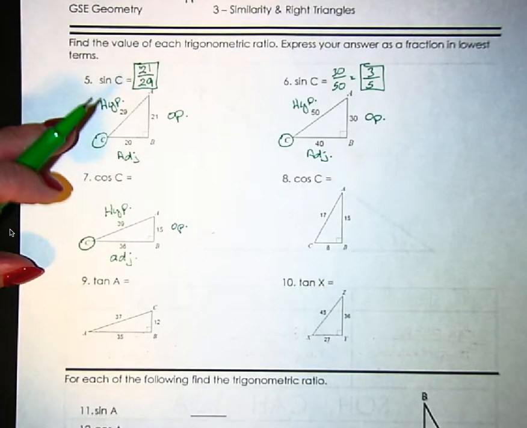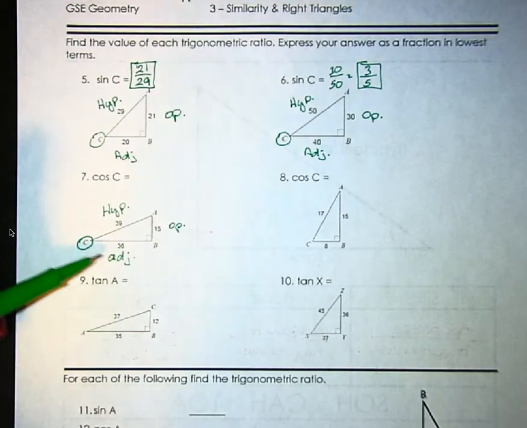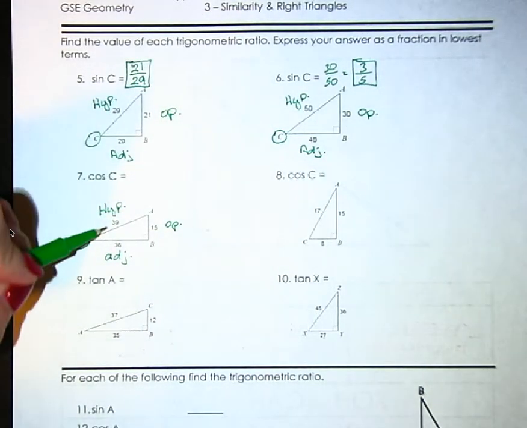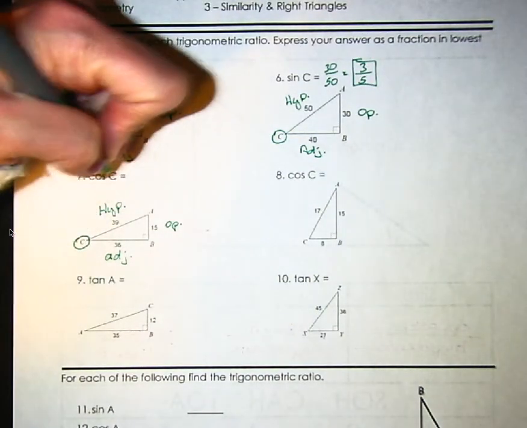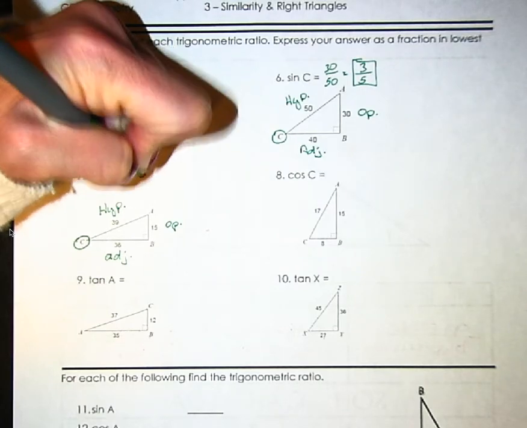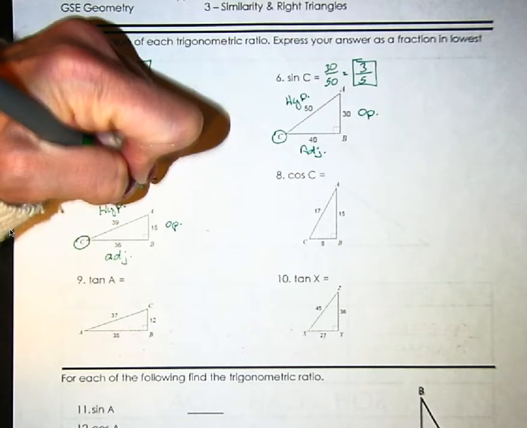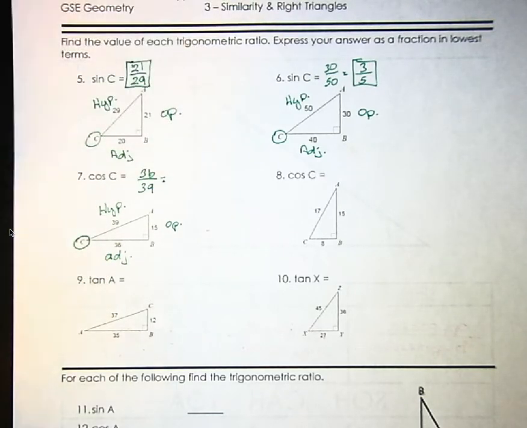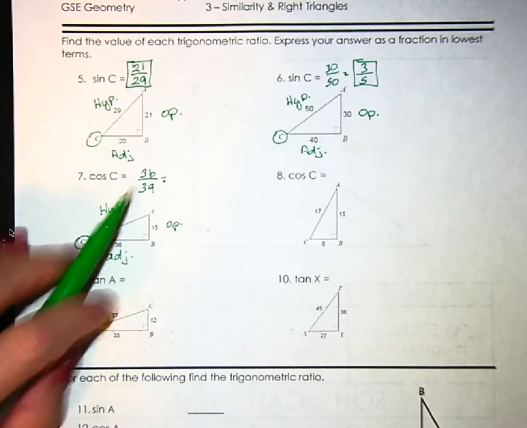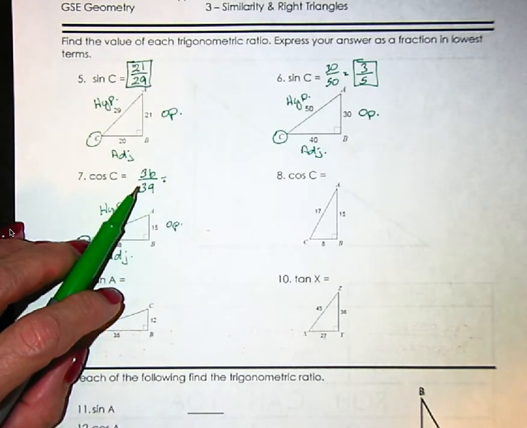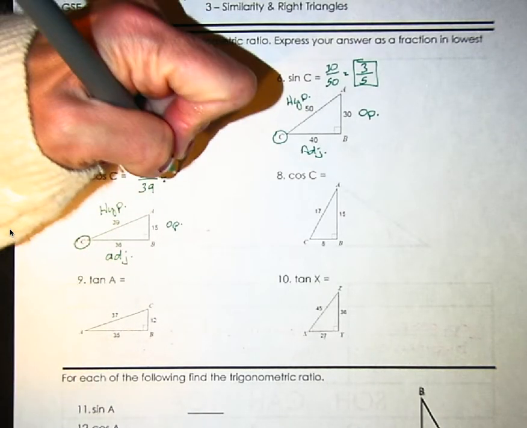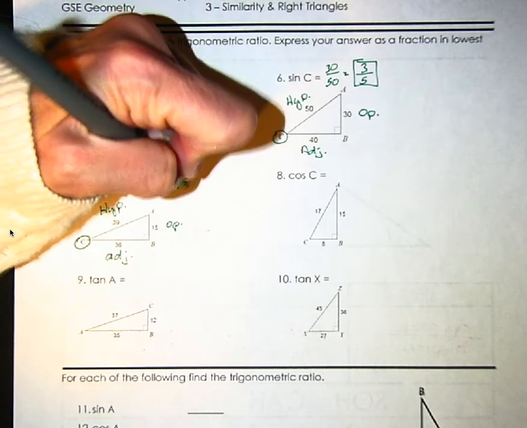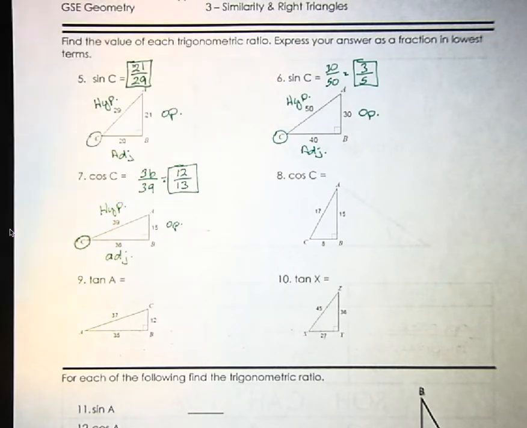Okay, so adjacent is going to be my 36, it looks like, and hypotenuse is 39. So my cosine of C is going to be 36 over 39, my adjacent side over my hypotenuse, and I need to be able to simplify those. So 36 divided by 3 would be 12, and 39 divided by 3 would be 13, and there is my ratio in simplest form.